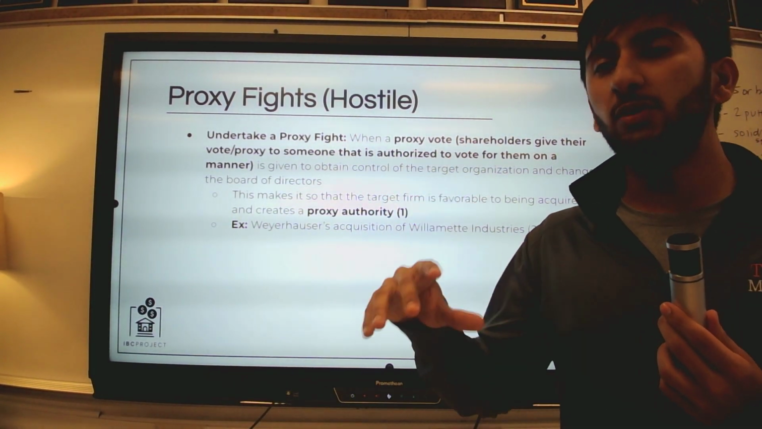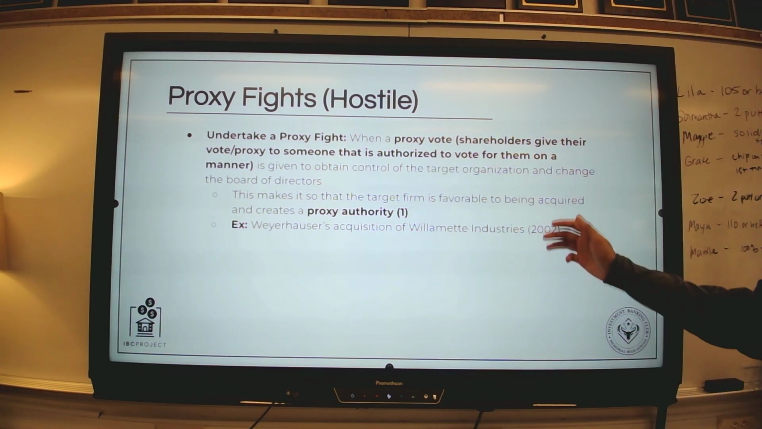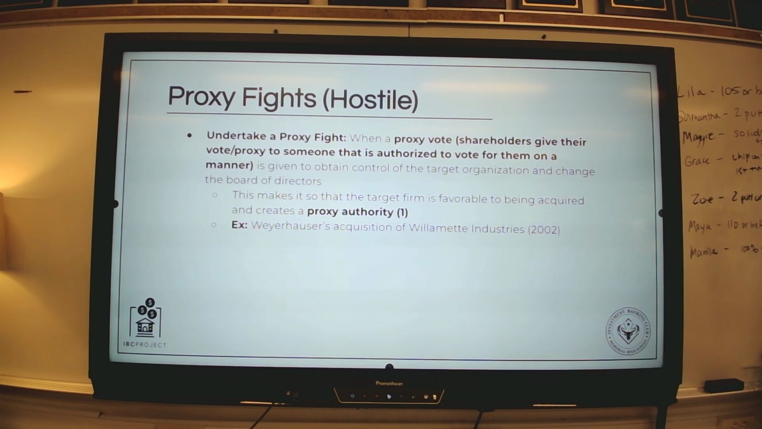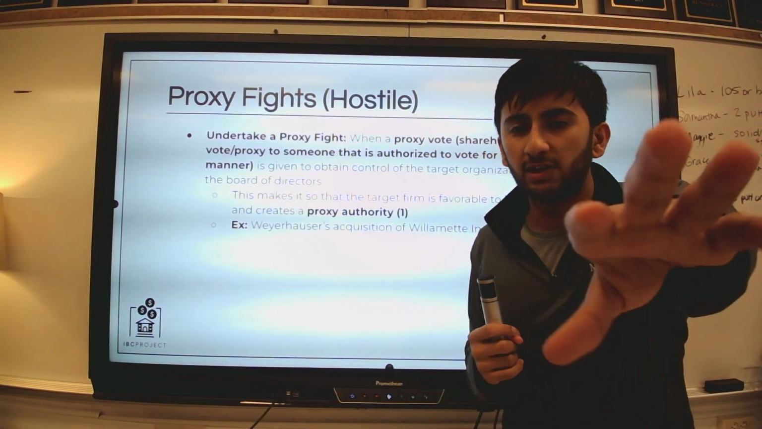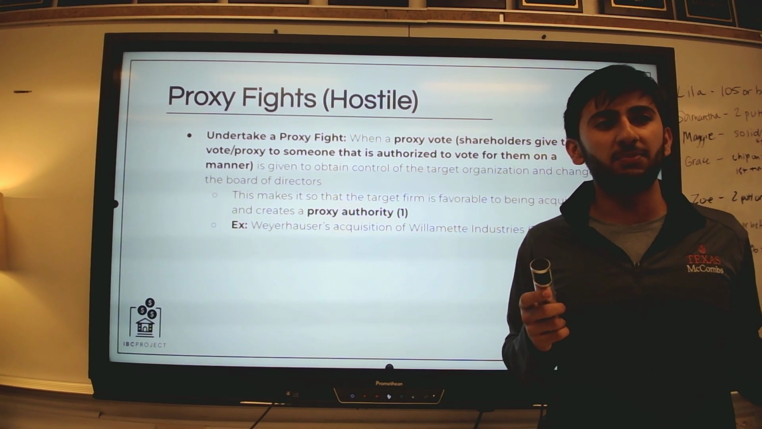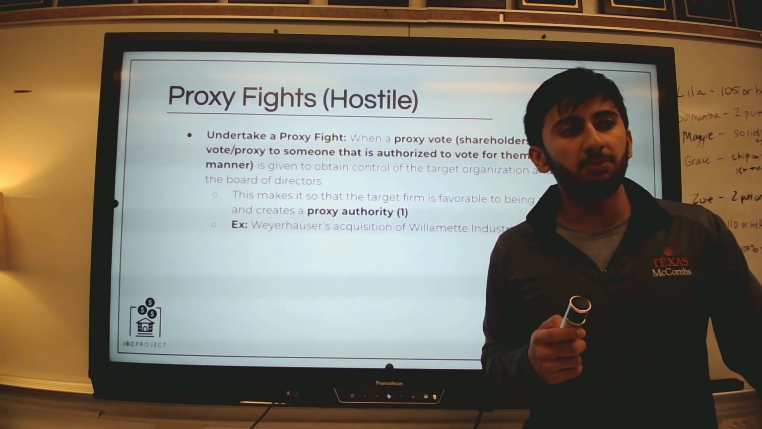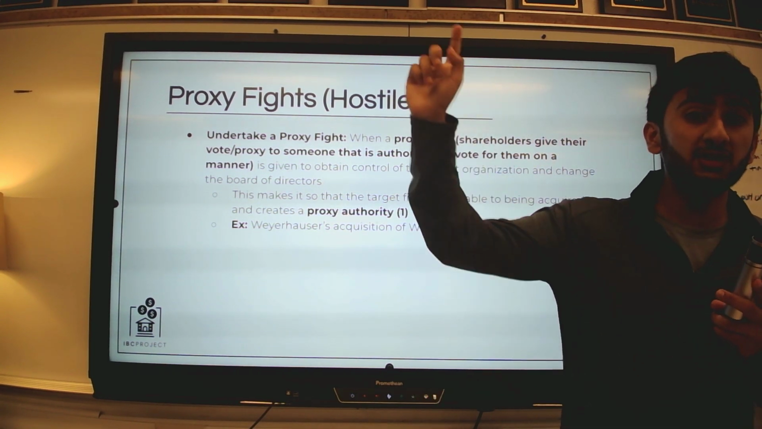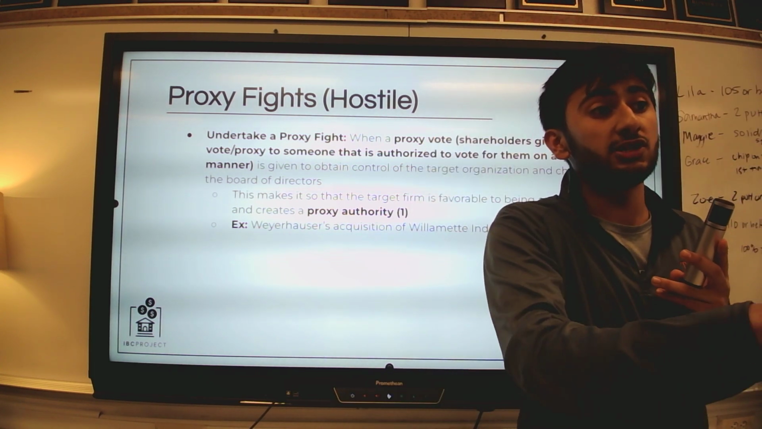So this is where voting comes into play. In a proxy vote, shareholders give their vote to someone that is authorized to vote for them, in order to gain control of the target organization and change the board of directors. Most votes for a company will usually take place at the annual company meeting. Let's say you don't go to the annual meeting, but you still own a lot of voting shares for that company. What you can do is allow someone at that meeting to sign a proxy agreement and take control of your shares for the vote.